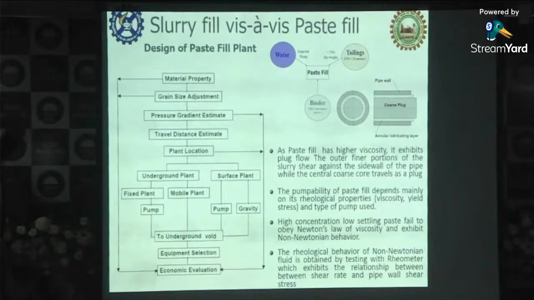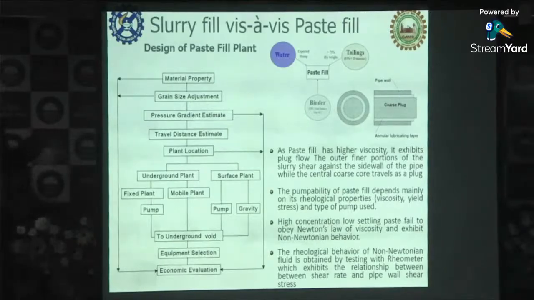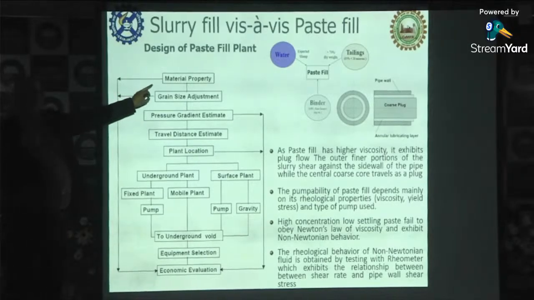Paste fill is basically composed of three components: water, tailings, and binder. Tailings are usually more than 75% by weight. Binder varies. Like OPC is 9%. They can replace it by maybe 5% of slag, or maybe 5% of ash, depending upon what gives them the design strength. And first, the material properties, as I have told you earlier, will be determined in the laboratory.